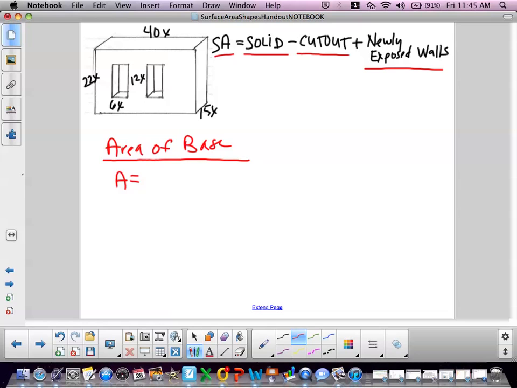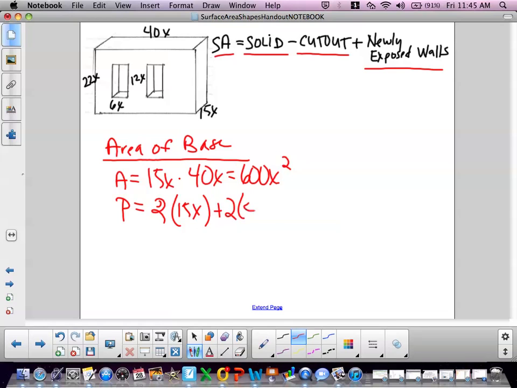So the area of this base is 15x by 40x. That gives me an area of 600x squared. The perimeter of the base, well, I have two sides at 15x plus two sides at 40x. So the perimeter of my base is 110x. The height of the object, it's 22x units tall.